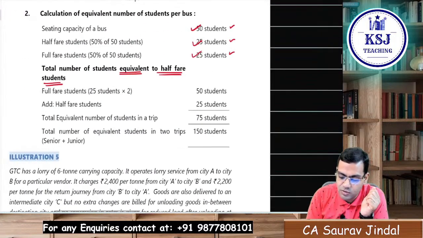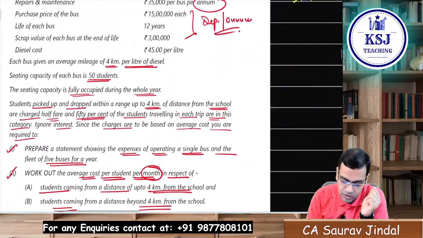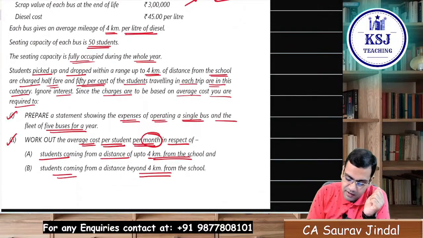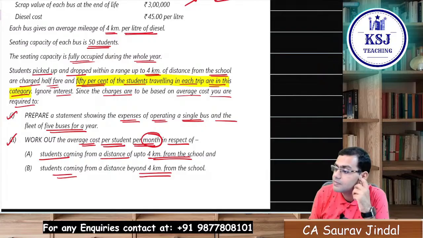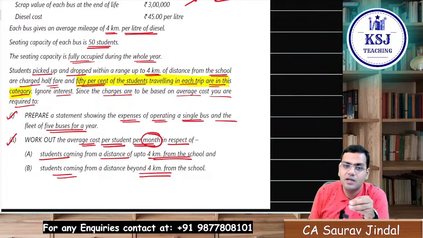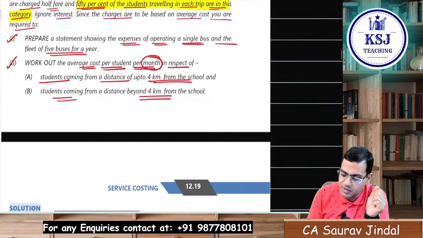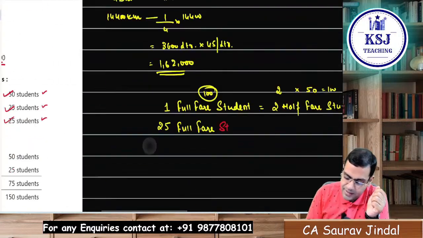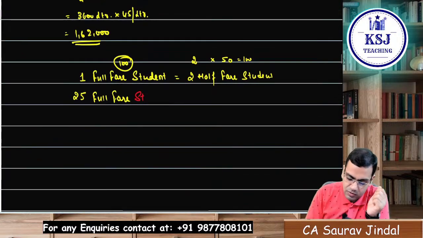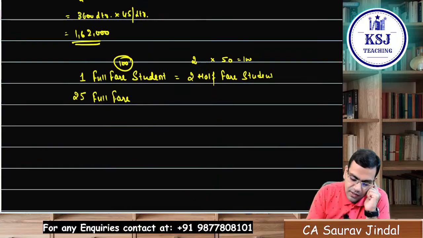Pritam, it is given in the question that during the trip, okay, I'll show you the question here. See here, it is given, read this line: 50% of students traveling in each trip are in this category, right? 50% students are those coming from within the 4 kilometers and the remaining 50% are coming from beyond 4 kilometers. Right? Okay, now, so what will happen here, sir?